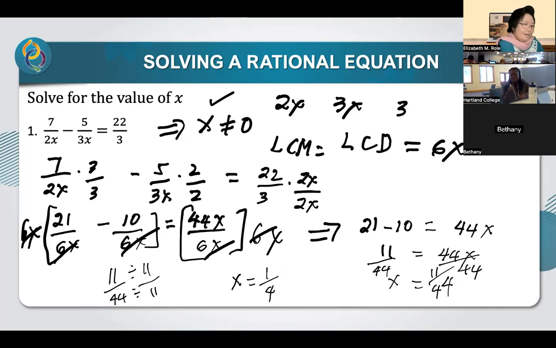7 over 2 times 4 over 4, 28 over 4 minus 10 over 12, 1/4 to 120 over 12. Okay, and I think we now have x is equal to 1/4.